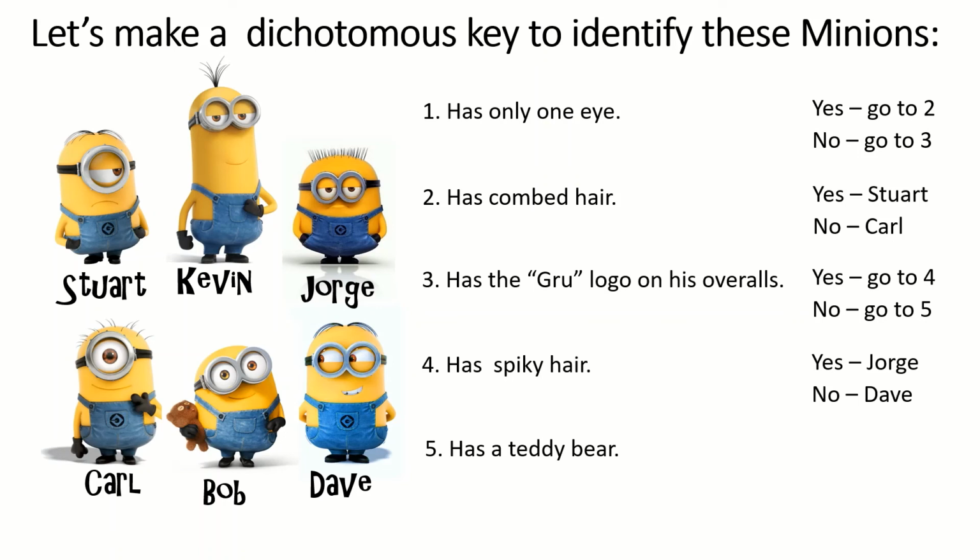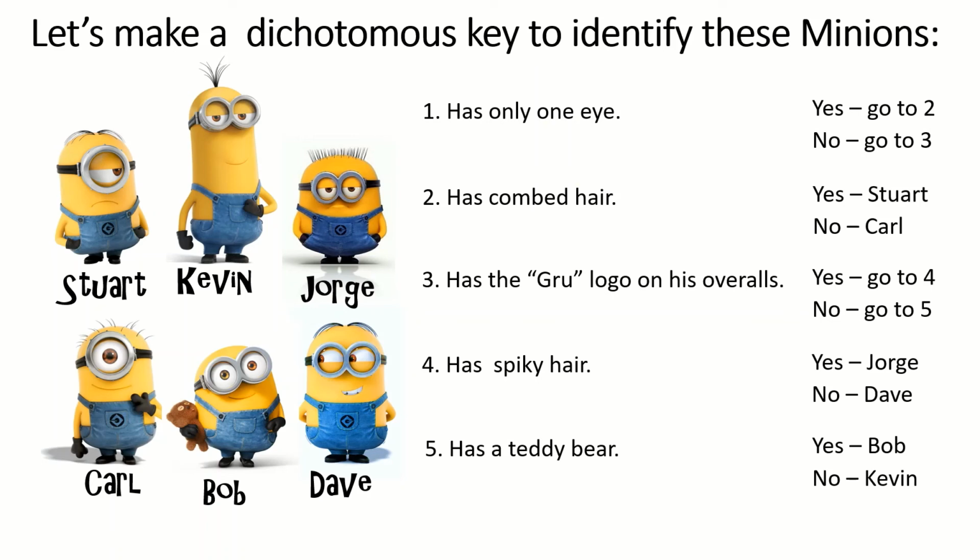Last statement, number 5, this time separating these two. The statement is, has a teddy bear. And we can see clearly, yes, Bob has a teddy bear, and no, Kevin doesn't. So this is just a fun dichotomous key to separate a few minions. I hope I've got their names right.